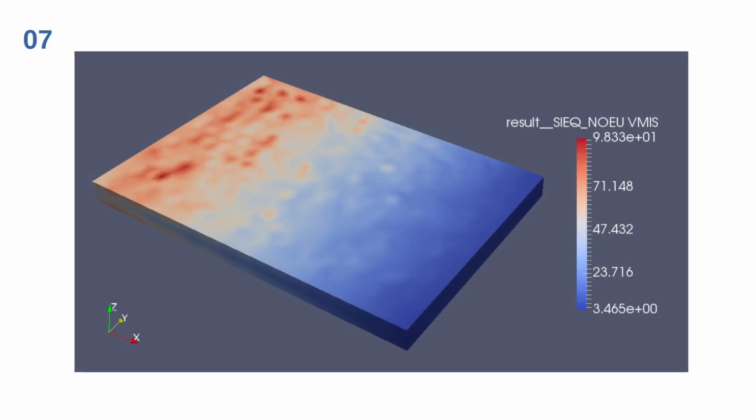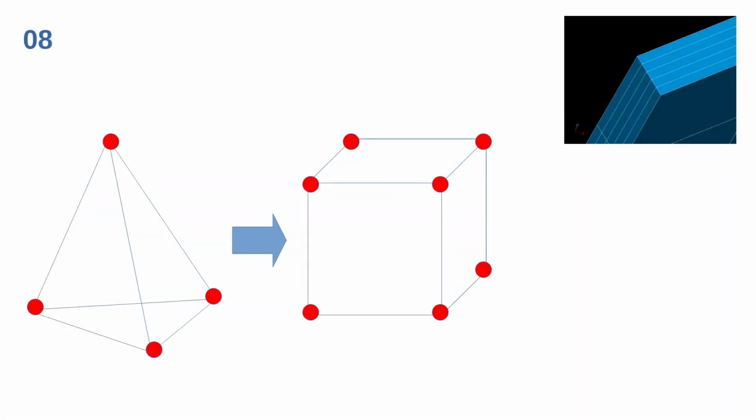In the next analysis, we are going to conduct a full three-dimensional analysis of the same geometry that we used for shell analysis and compare results. Till now, we have been using three-dimensional tetrahedral elements. In the next analysis, we are going to use three-dimensional hexahedral elements for a finite element analysis.